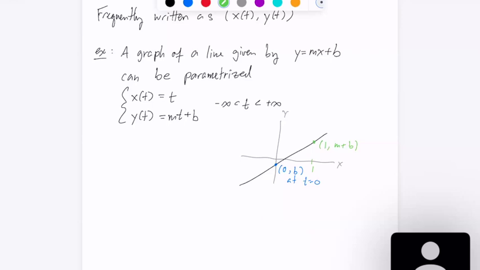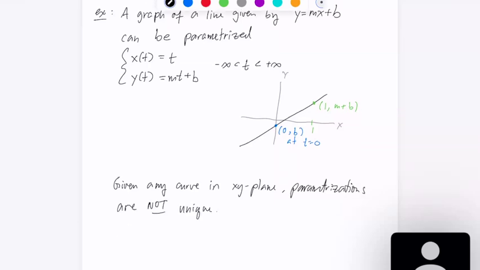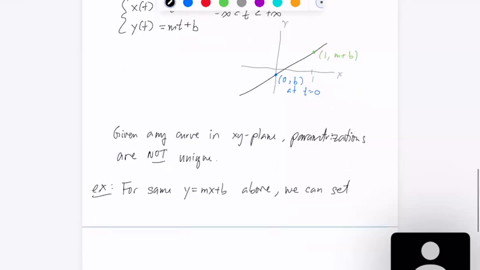Now, are parametrizations unique? It's a question for chat. Is there another way I could parameterize this same path? Okay, so there should be another way to parameterize this. So note that given any curve in the xy plane, parametrizations are not unique. So as an example, for the same line above, we can set the following parameterization.